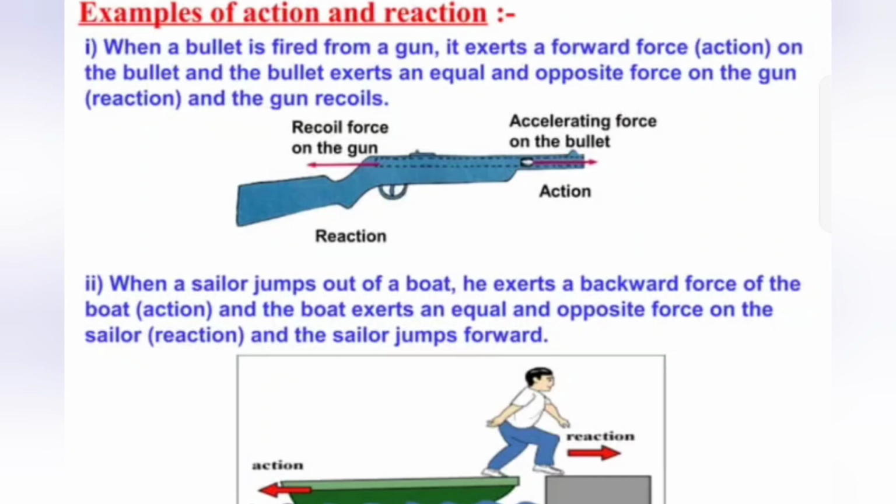This example is very, very important, the gun one. It can come in the exam for sure. So let's see this example of action and reaction. When a bullet is fired from a gun, the gun exerts a force on the bullet, and the bullet exerts an equal and opposite force on the gun, and the gun recoils. So what is happening here? When you fire a bullet from a gun, it exerts a forward force, of course, the action. The bullet is moving forward. So the action is on the bullet, and the opposite force is on the gun. The recoil of the gun is the opposite reaction. So it's on a different body. Action is on the bullet, reaction is on the gun.